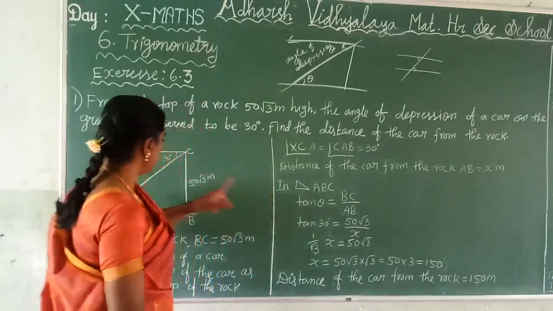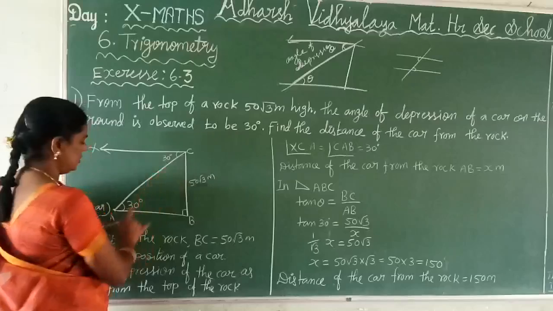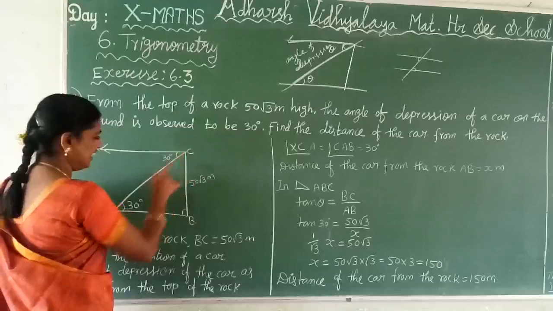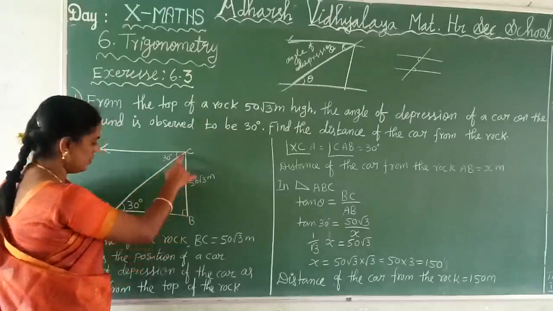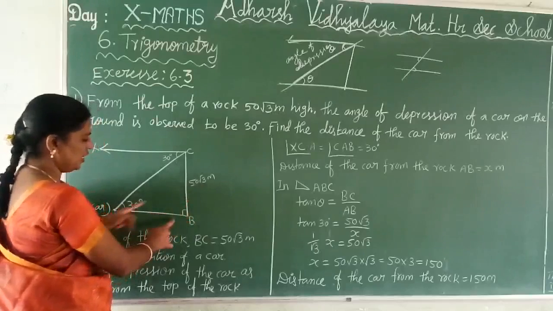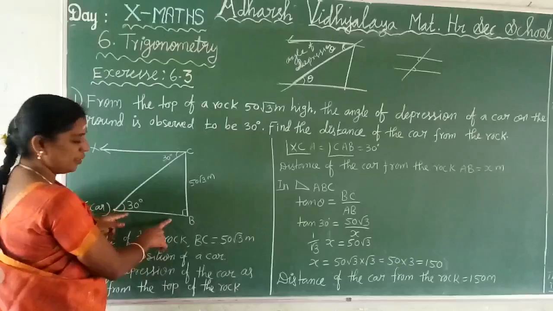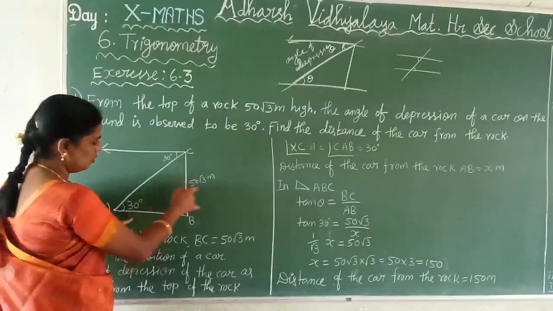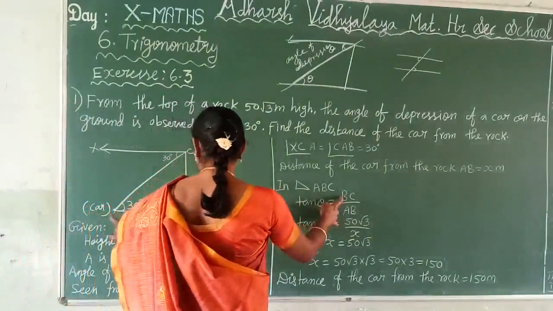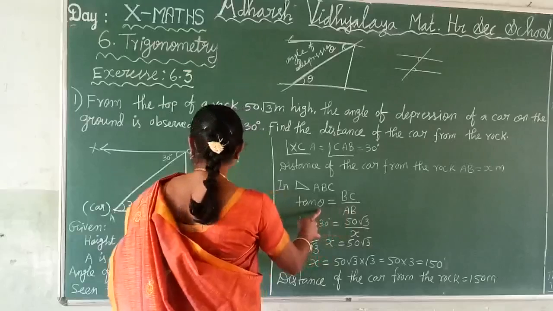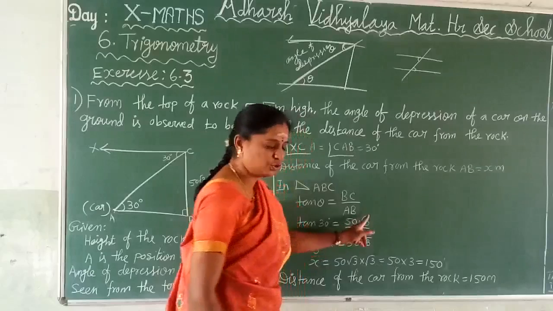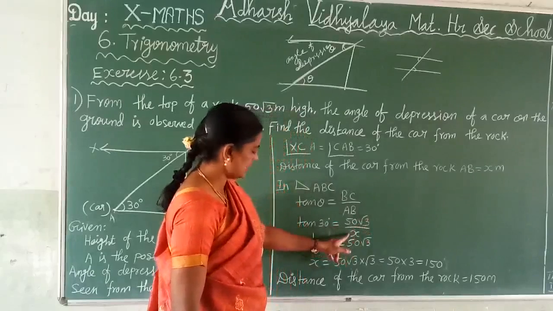Which triangle do we select? ABC. Use the same method as the last exercise, the elevation method. In right angle triangle ABC, with this angle theta, this side is opposite and this side is adjacent. This one we need, and this one we know. Which ratio do we apply? Tan theta, which is opposite by adjacent. So tan theta equals opposite BC by adjacent AB. Theta is 30 degrees, so tan 30 degrees equals BC, 50√3, by AB, x.